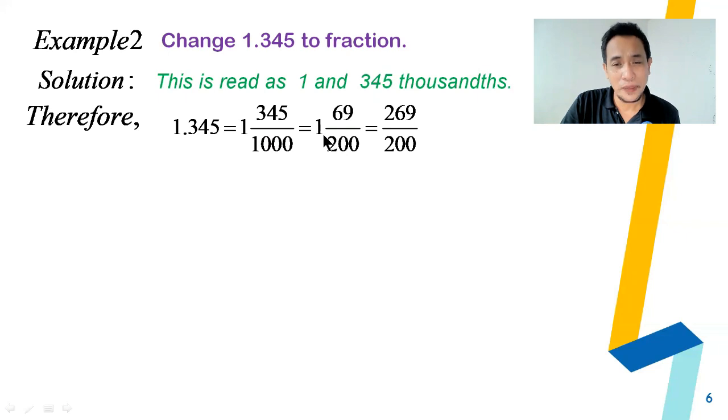Now we will convert the mixed number to an improper fraction. What's the process? We multiply the denominator, which is 200, by 1, and then add the numerator, which is 69. So 200 times 1 is 200, plus 69 is 269, over the denominator, which is 200. To check if your answer is correct, divide 269 over 200, and the quotient is equal to 1.345. So the fractional form of 1.345 is equal to 269 over 200. All right? So this is the final answer.